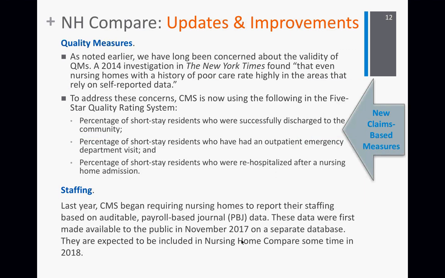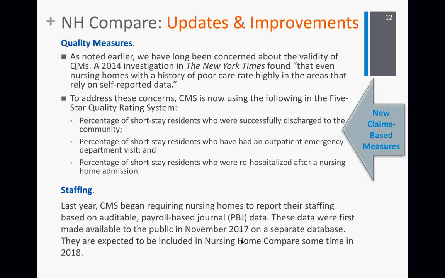So I want to talk a little bit about what's going on, and I brushed on this as we were talking about some of the specific tabs and pages on that nursing home's website. So two things are going on to, I would say, improve the validity and the value of the information provided to us as members of the public on Nursing Home Compare. One is related to quality measures. As I mentioned earlier, we've long been concerned about the validity of those quality measures. I just included one snippet from a New York Times investigation from 2014, which found that, quote, even nursing homes with a history of poor care rate highly in the areas that rely on self-reported data.